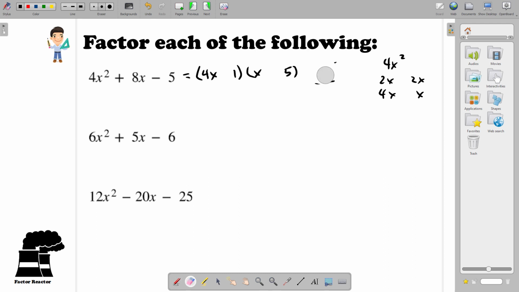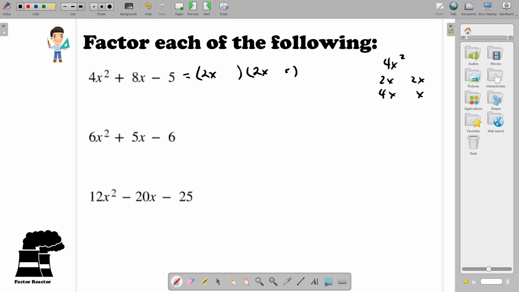So that didn't work. So we try switching these factors. And if I put the 5 here and the 1 here, I get 4x and I get 5x. We need an 8x. There's no way to combine those in any way to get 8x. Well, we've exhausted our factors of 5, so if that's the case, then we must have the wrong set for the first set. So I'm going to put 2x here and 2x here.